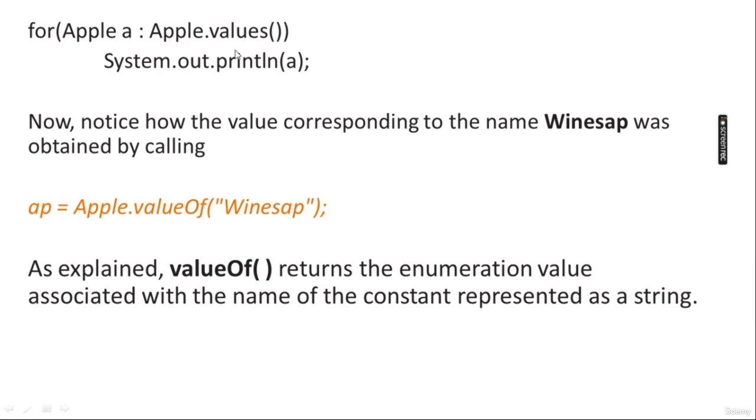Okay. So apple.values we have already stored in the allApples array. Instead of using that line, you can directly give it like this: apple.values. It will automatically return the array of all apples, and for each A, it will display the value of apples. Notice the value corresponding to the name Winesap, as obtained by calling apple.valueOf Winesap. Okay. Here Winesap we are providing as a string, and it will be saved into this AP. valueOf returns the enumeration value associated with the name of the constant represented as a string.